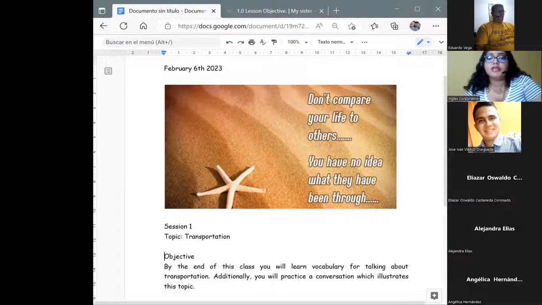It says, by the end of this class, you will learn vocabulary for talking about transportation. And then we are going to practice a conversation which illustrates this topic. So we are going to have two different parts in this topic. Number one is learn some vocabulary related to transportation. And also we are going to listen to a conversation and we are going to practice that conversation because we are going to apply that information in real life.